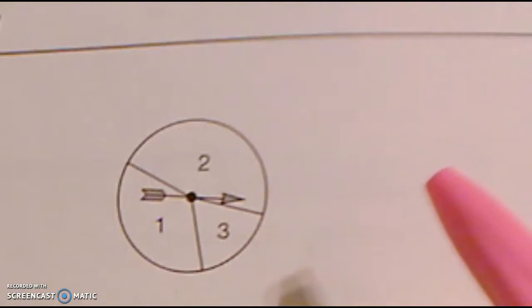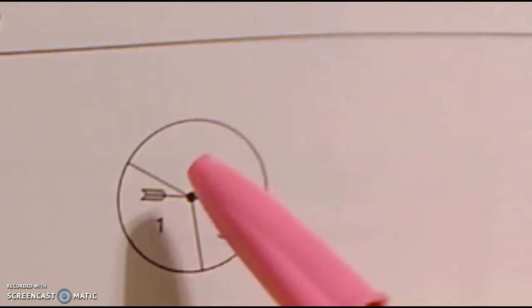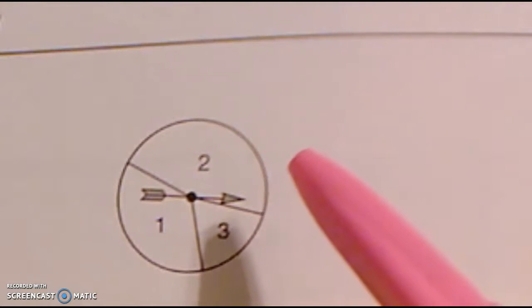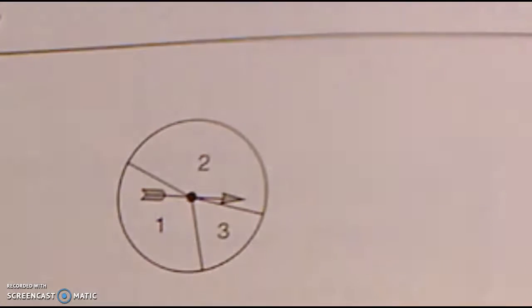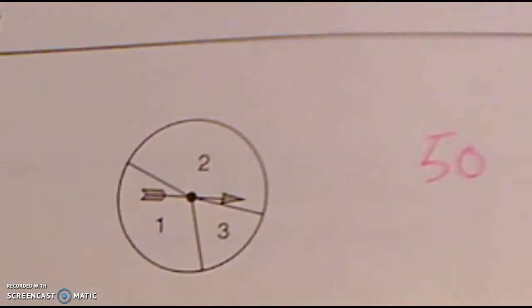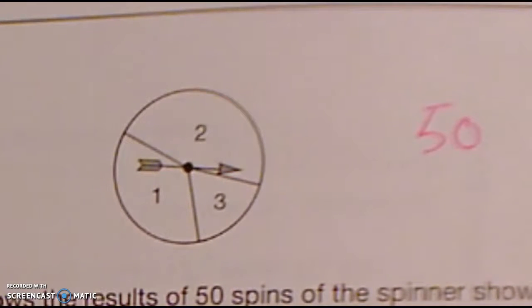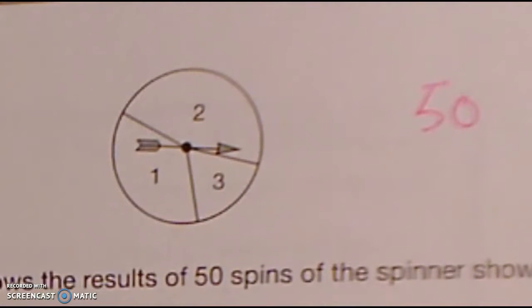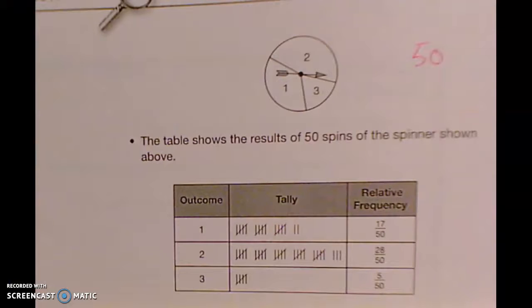To estimate the fraction of the whole that each region takes up, I'm going to spin it 50 times. So I'm flicking it and I'm recording each time what number it lands on. I'm going to present the results in what is called a relative frequency table. So this table that I'm going to show you, like this.